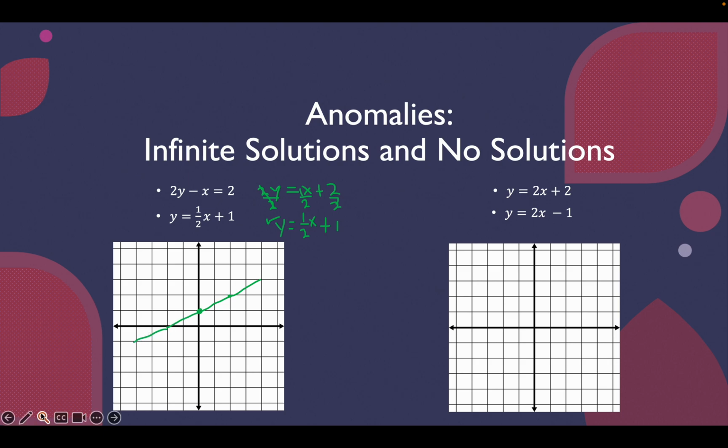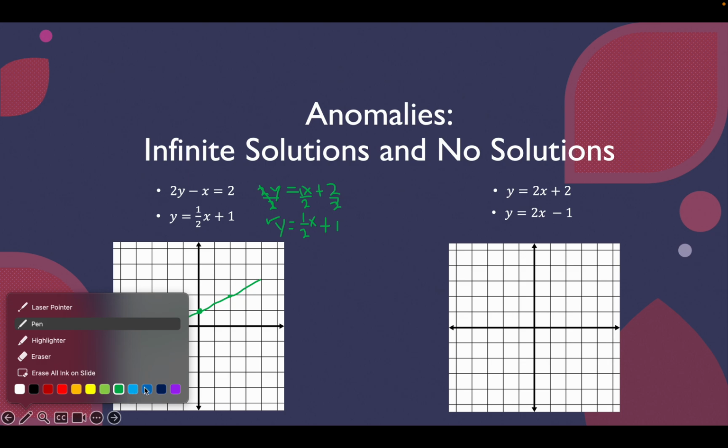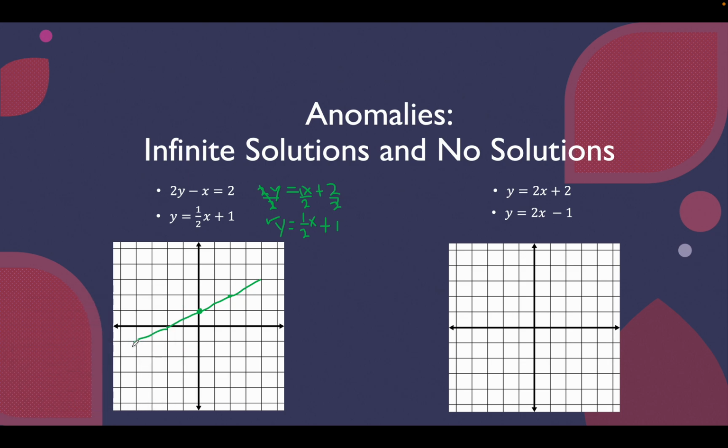So if I were to grab my pencil and graph it in a different color, it would look something like this, right? All of the solutions are going to be true. Anytime I plop in any number, all of the ones on this line are going to be true. There's an infinite number of solutions that will be true for both of these. That would be one anomaly, when it's the same line.